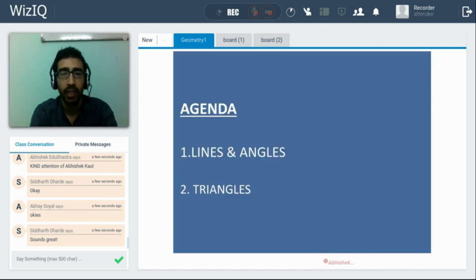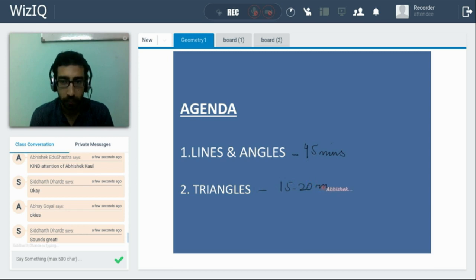What we are going to cover today is geometry, and as simple as it sounds, lines and angles and triangles. This is going to be divided into lines and angles, which is going to take about 45 minutes of the session today, and maybe 15 to 20 minutes on triangles just today. So this is our agenda for today.